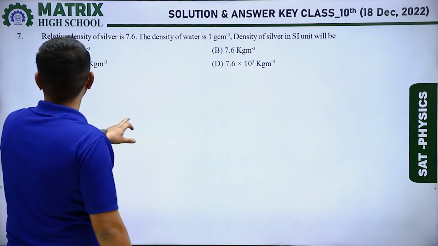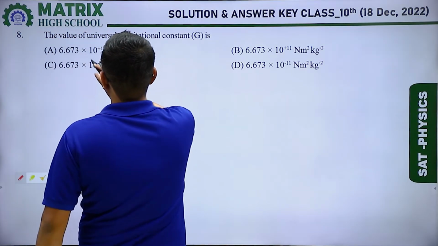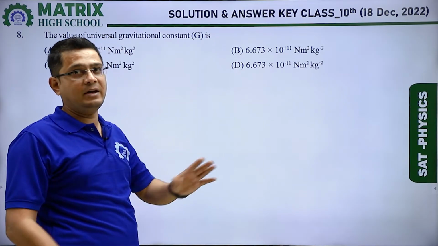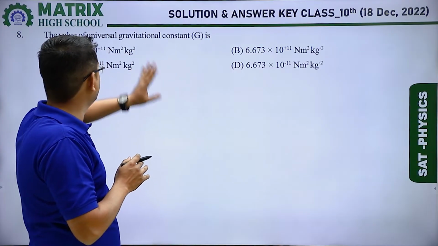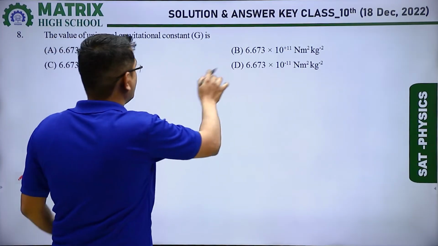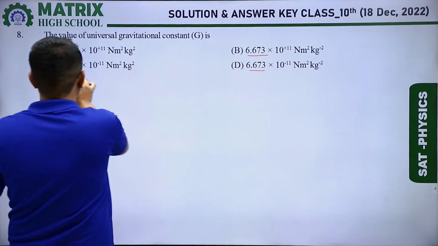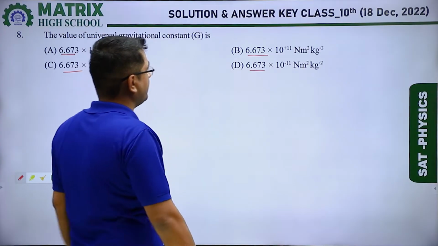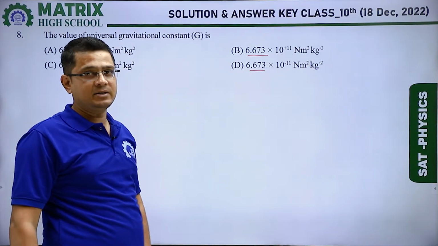Next question, question number 8. In question number 8, it is given the value of universal gravitational constant, that means capital G. The value of universal gravitational constant does not change anywhere. Its value is fixed, and in all of the 4 options, the first term is correct, 6.673. Then we know that the power should be minus 11. So it is 6.673 multiplied by 10 to the power minus 11.